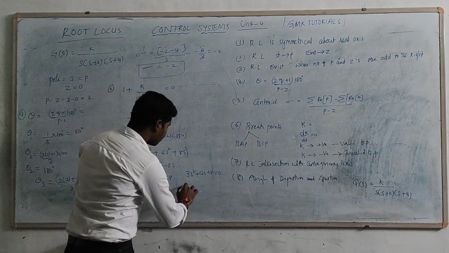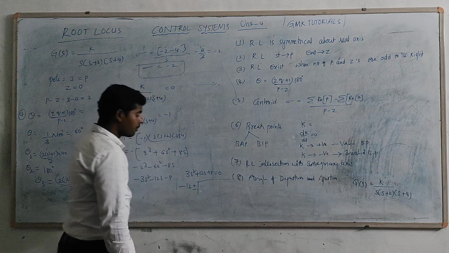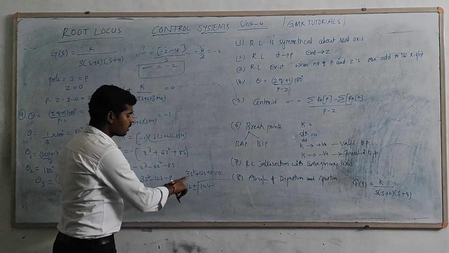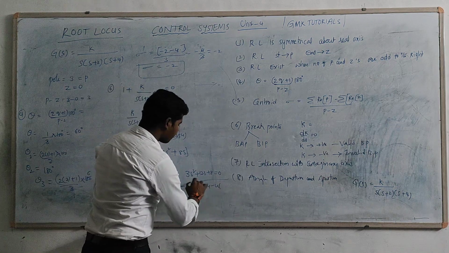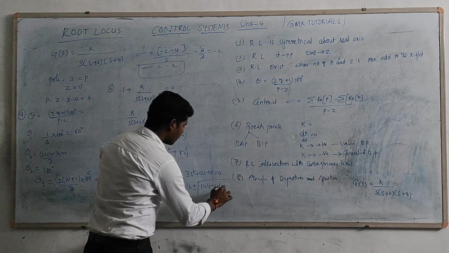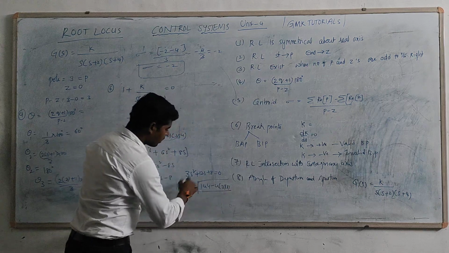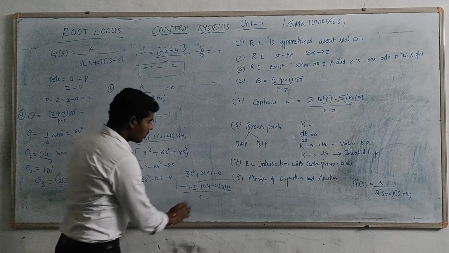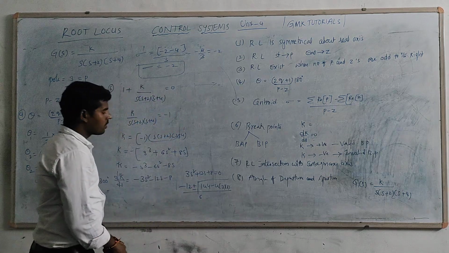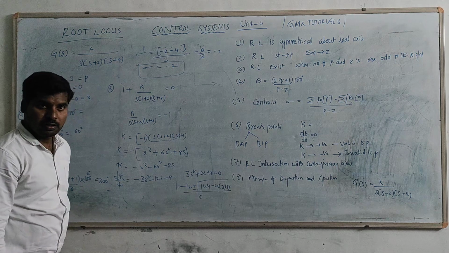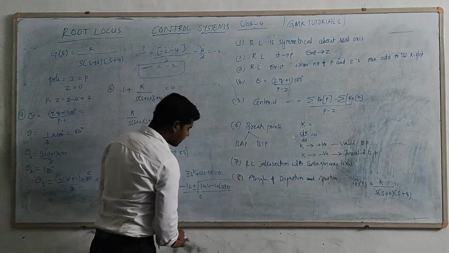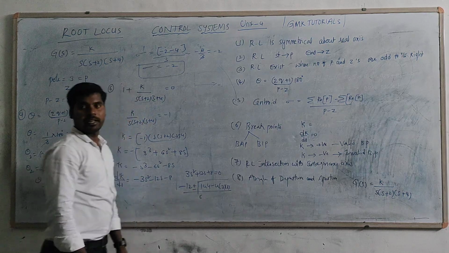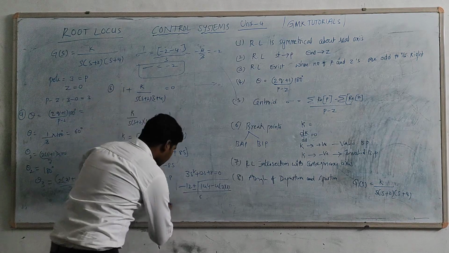That is nothing but minus b plus or minus square root of b square minus 4ac, divided by 2a. b square means 12 square, 144. 4ac is 4 into 3 into 8, that is 96. 2 into a is 6. So 96 minus 144, the difference is 48.